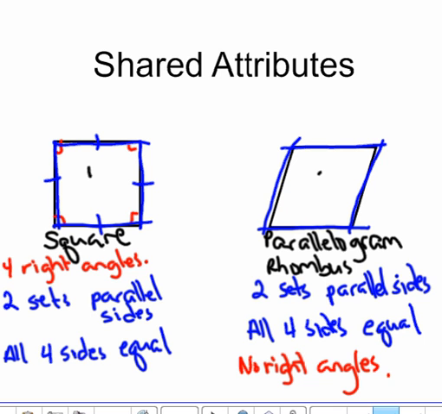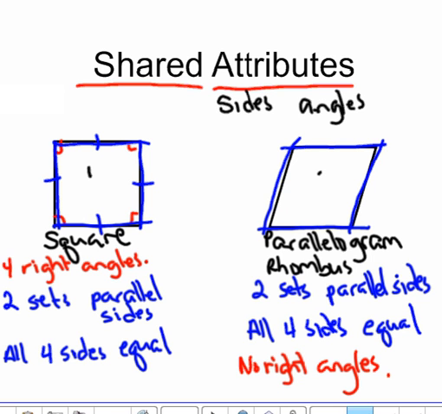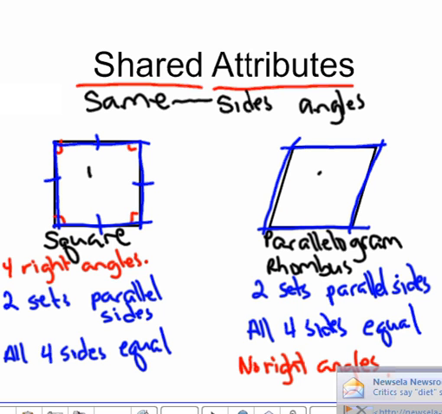So now what they want us to do is figure out what the shared attributes are. Now remember, attributes means sides and angles that make up our shape, that make up our polygon. And shared means we're going to say the same. Okay? So now we have to look at the same sides and angles for both figures. All right?